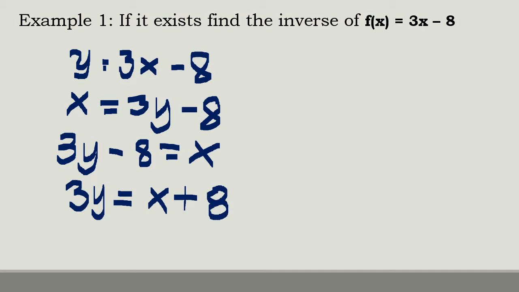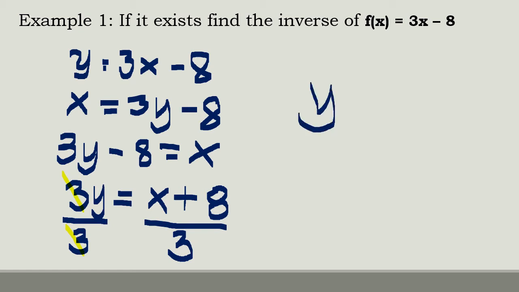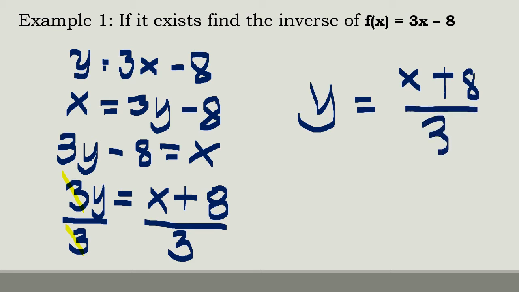Do we have now the equation for y? We don't have it yet. What we are going to do now is to solve for y. To solve for y, we are going to divide both sides of the equation by 3 so that we can cancel 3 in the numerator and 3 in the denominator. So in this case we already isolated y. And therefore, y is now equal to x plus 8 over 3.